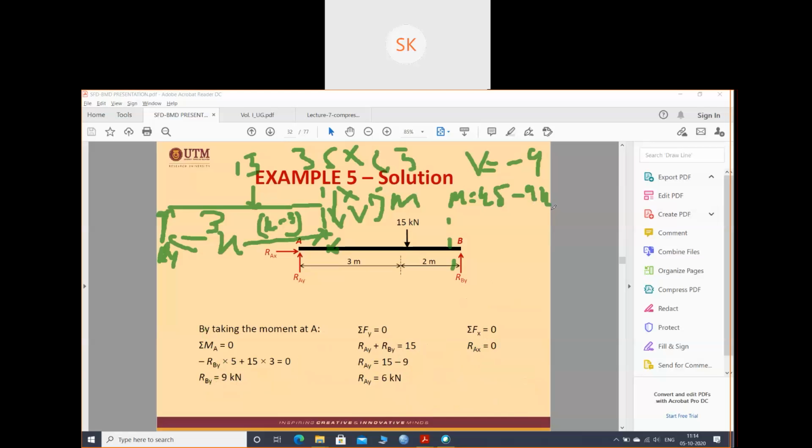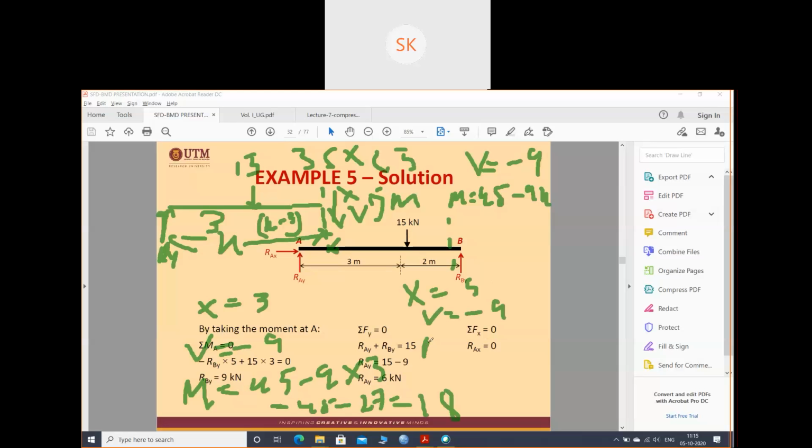See, shear force and bending moment is very interesting. Do it by yourself. I'll give some questions. So I got these equations: V equals minus 9, M equals 45 minus 9x. At x equals 3, V is the same, minus 9, and M will be 45 minus 9 into 3. 9 threes are 27. So 45 minus 27, you'll get 18. Your moment is 18. So at x equals 3, V is minus 9, M is 18.